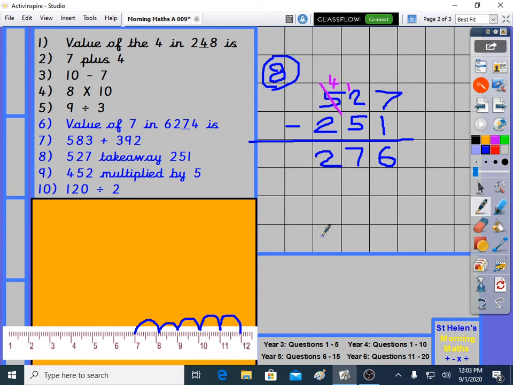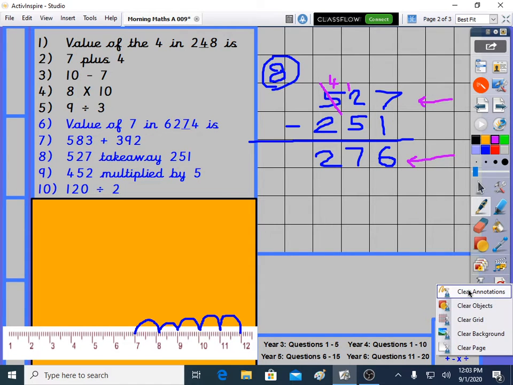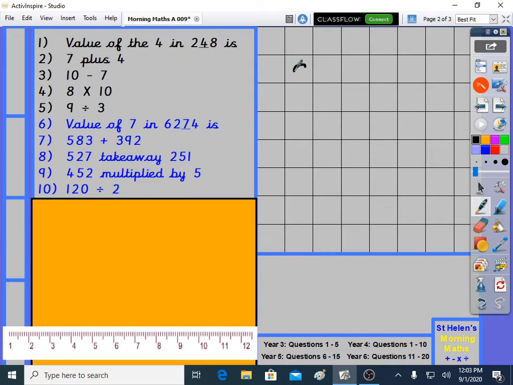So we had 527. We took something away, so of course we ended up with less than we started with. So 527, when we took something away, went down and it went to that, 276. And we're on question 9. Well done if you're keeping up. Question 9.